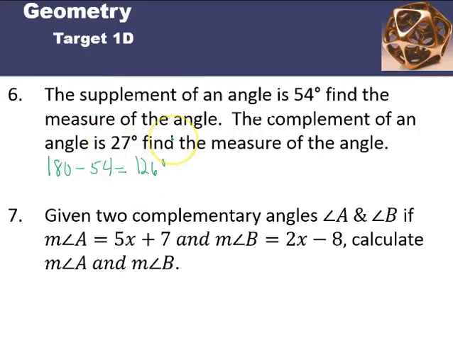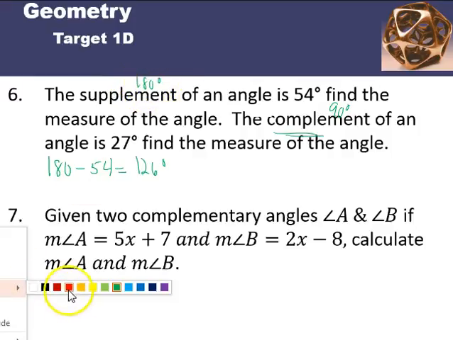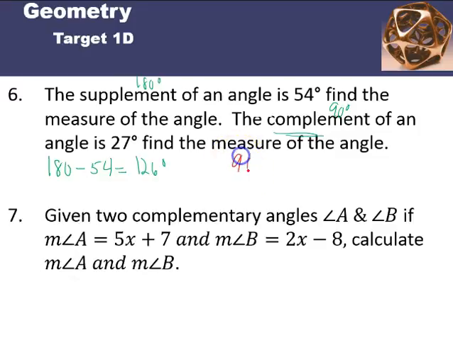And I'm just going to double check that with the calculator. I hate to be wrong. 180 minus 54. Yep, I get 126. And then to find the complement, we subtract from 90. So complements are 90. Supplements are 180. So let's pick another color. So this one I'm going to do 90 minus 54. 6 gets me to 60, so 36.